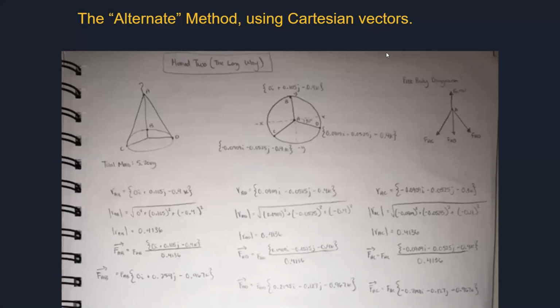For the alternate method, we just got each position vector for each of the 3 cables. Once we got the position vectors, we were able to calculate the magnitude of each position vector. And then we just used a unit vector by dividing the position vector by the magnitude, which gave us the 3 components of each cable.